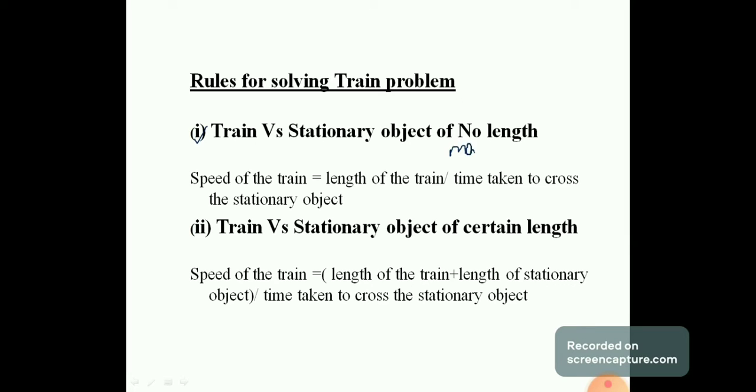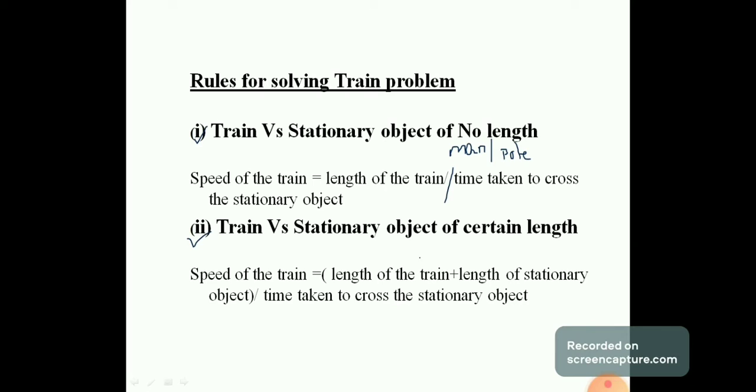First one is train versus stationary object of no length. Stationary object of no length means either a standing man or a pole. Compared to the train, its horizontal distance is negligible, so we consider it as a stationary object of no length. So speed of the train equals length of train divided by time taken to cross the stationary object. Speed equals distance traveled by time, and here distance means length of the train.